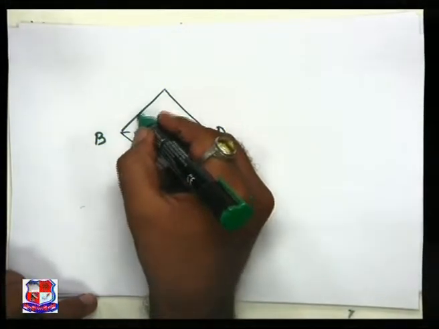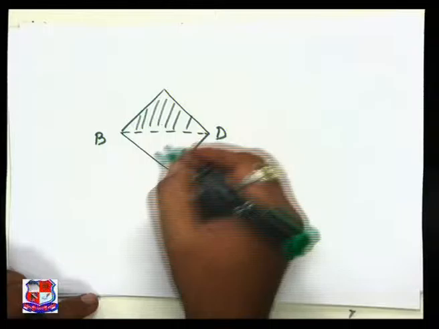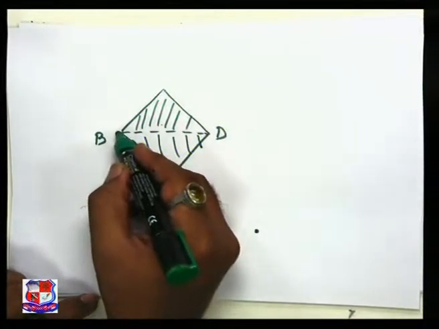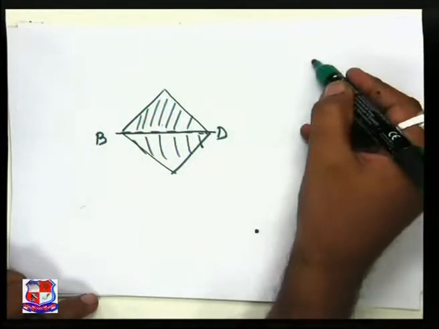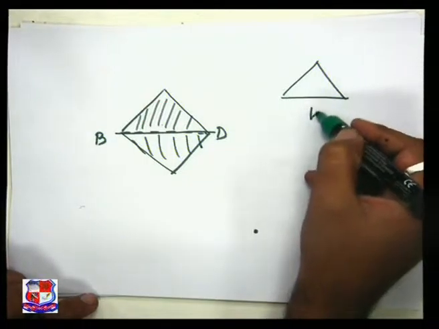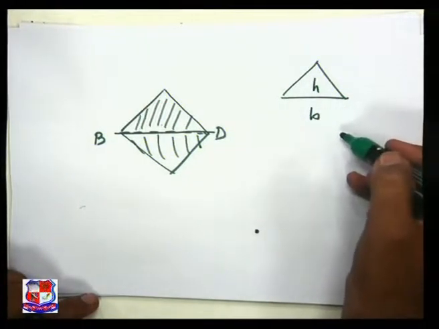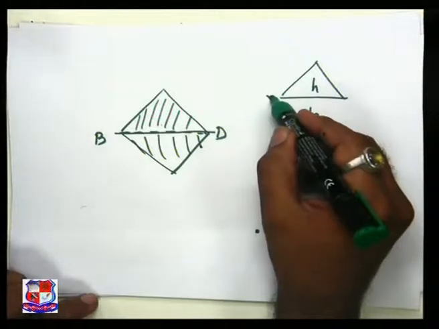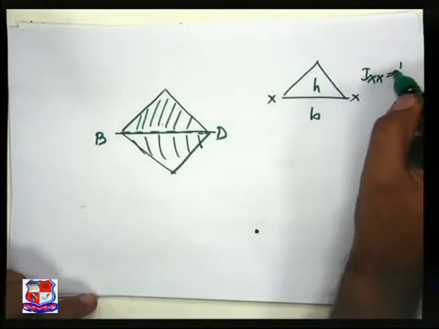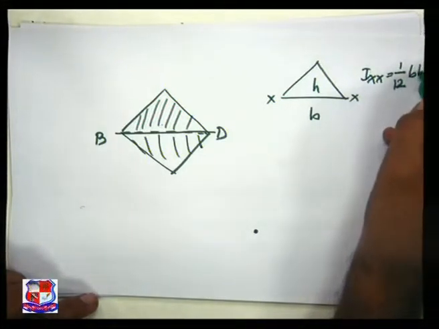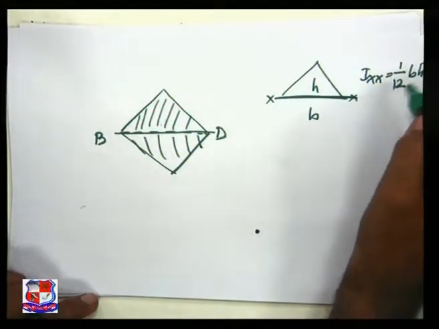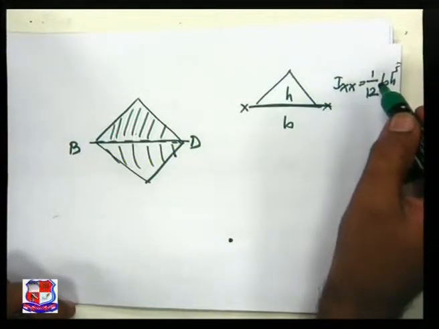Now, this is the one triangle. This is the other triangle. We know that the moment of inertia of a triangle, if any triangle has been given to us with the base b and height h, about this axis xx at the base, is 1 by 12 bh cube. This xx is nothing but the base.